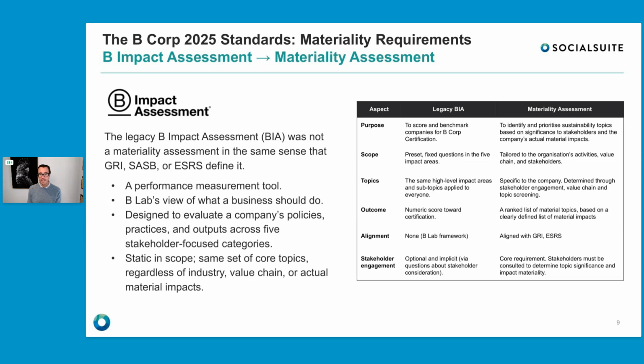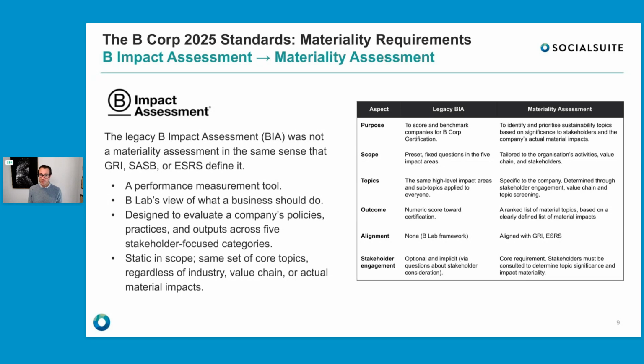In terms of topics then, we see that the BIA was really looking at the same high-level impact areas and subtopics, and it applied to everyone. But again, in a materiality assessment, we're really drilling into what is specific to this company. Take a topic, animal welfare. Is that relevant to your company? If it's definitely not relevant, then why would you do a lot of stakeholder engagement around that? It's really about determining what is important by screening topics, value chain, and activities.